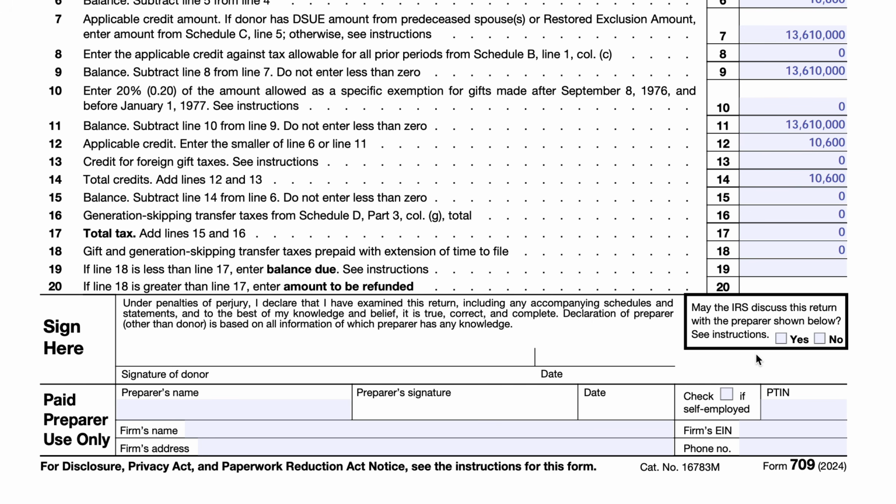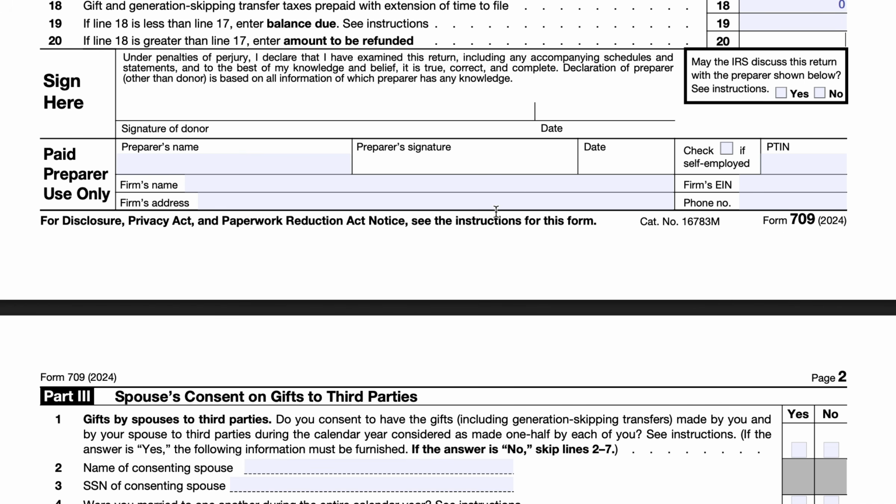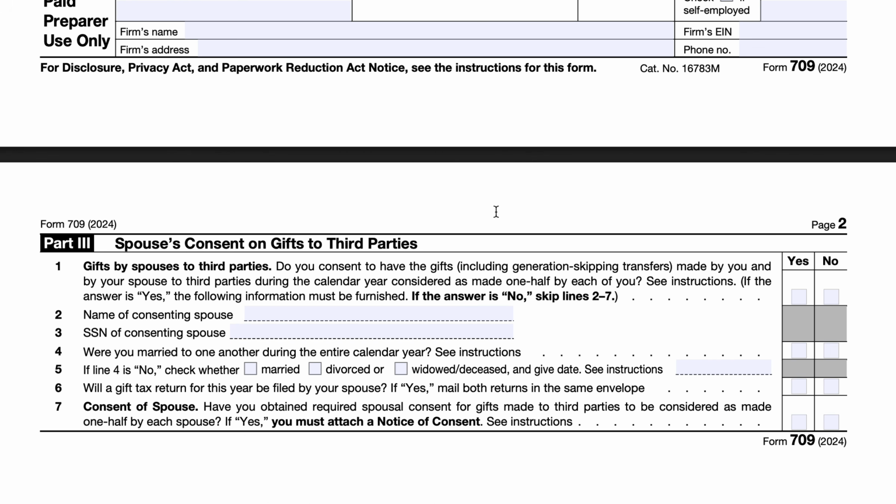And then the IRS is going to ask for permission to discuss this return with the preparer. I'd recommend that you say yes. You don't have to give the IRS permission, but if you don't give them permission, then you'll be the front and center person for all their questions.